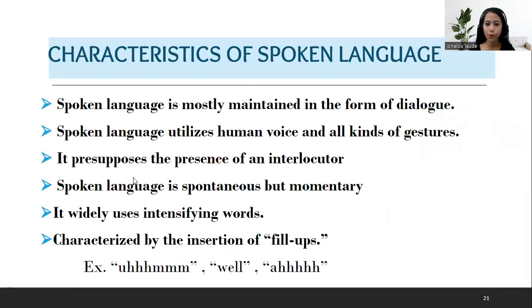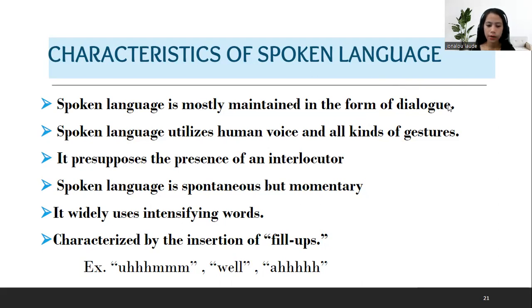Okay, so let's proceed first with the spoken language. What are the characteristics of spoken language? The first characteristic is that spoken language is mostly maintained in a form of dialogue. What do we mean by dialogue? Dialogue actually comes from a Greek word, dia, which means two. Therefore, dialogue involves 2 participants or 2 parties. So in spoken language, when you are talking face to face, you are having a dialogue. 2 participants, that is what we see when we are having a conversation or communicating with someone.